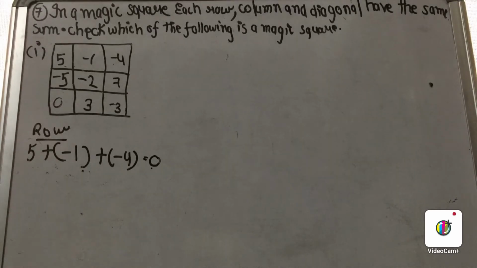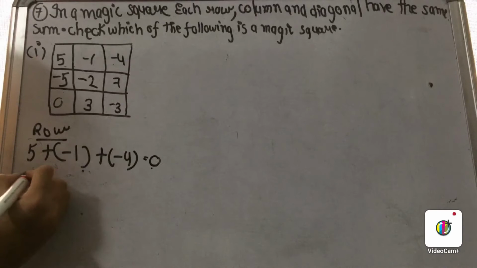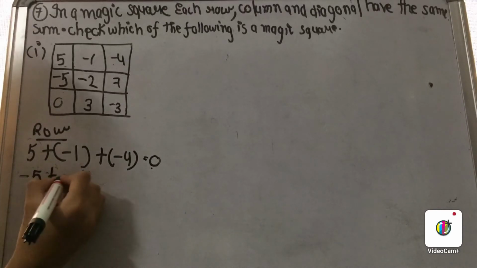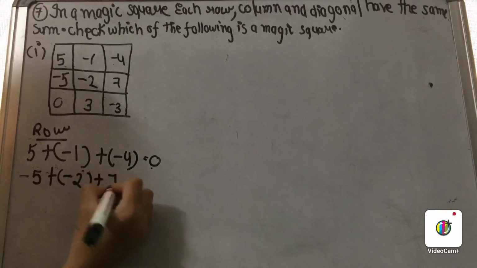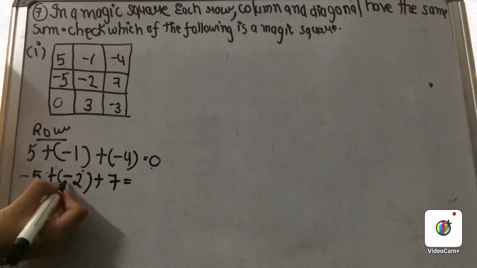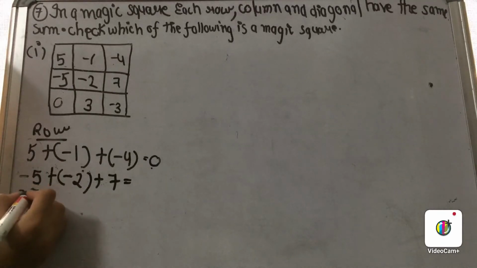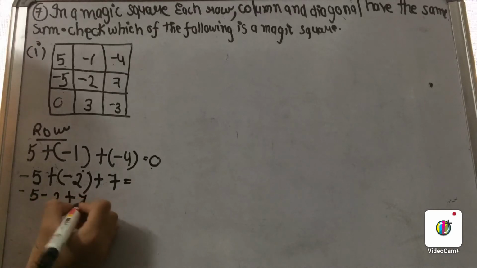Now if we move to our second row, which is our second row? This. So now let us add it: minus 5 plus minus 2 plus 7. So now let us solve the equation. Minus 5 plus minus is equal to minus, so that will be minus 5 minus 2 plus 7.